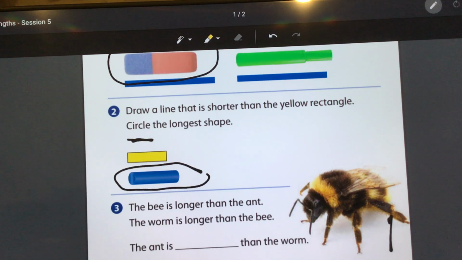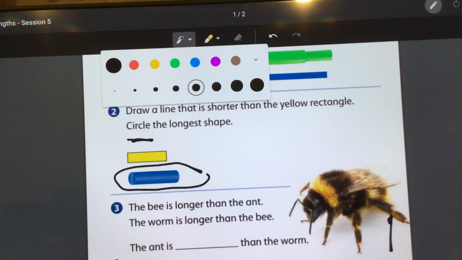Number 3, the bee is longer than the ant. The worm is longer than the bee. The ant is blank than the worm. All right, let's draw our picture. Okay, so the bee is longer than the ant.